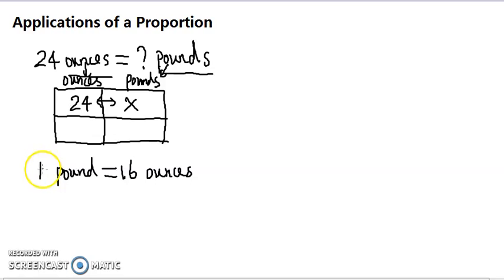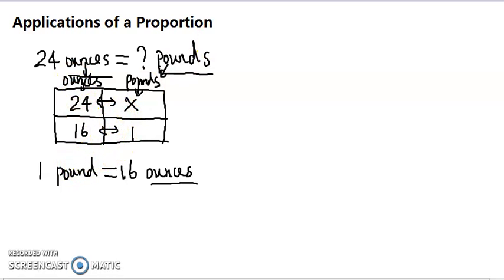Alright, so we're going to put these two numbers in the chart. Notice that 1 pound corresponds to a pound, so make sure you put it in the second column because that's the pound column. And 16 ounces corresponds to that 1 pound, but it's ounces, so we're going to put it in the ounces column, the first column.